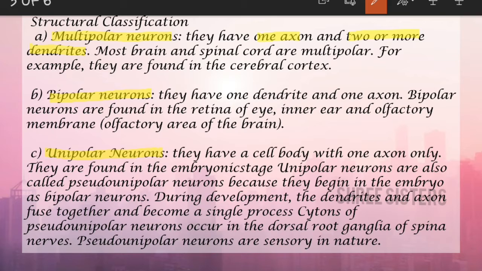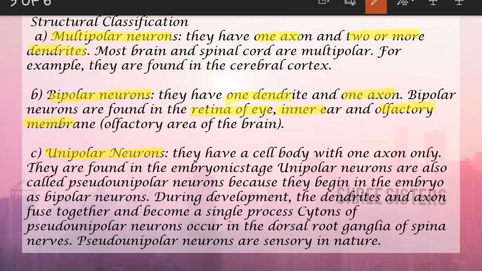And the bipolar neurons, bipolar, bi means two. You can remember it like that: one dendrite, one axon, 1 plus 1 equals 2. So one dendrite and one axon give us bi, and bi is nothing but 2. These bipolar neurons are found in the retina of the eye, inner ear, and olfactory membrane.